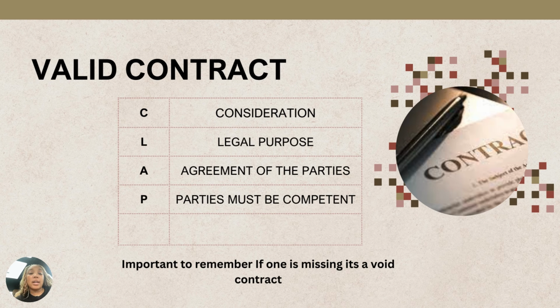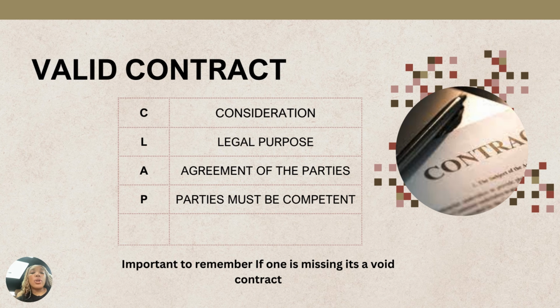So when it comes to valid contracts, I want you guys to remember CLAP. So when you see valid contracts, go ahead and clap. All right. So it's important to remember that if one of these is missing, the contract is voided. So when it comes to valid contracts, how do you know it's a valid contract? Because of consideration, legal purpose, agreement of the parties, and parties must be competent.